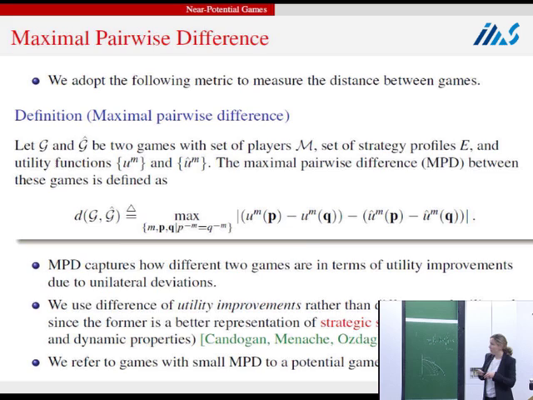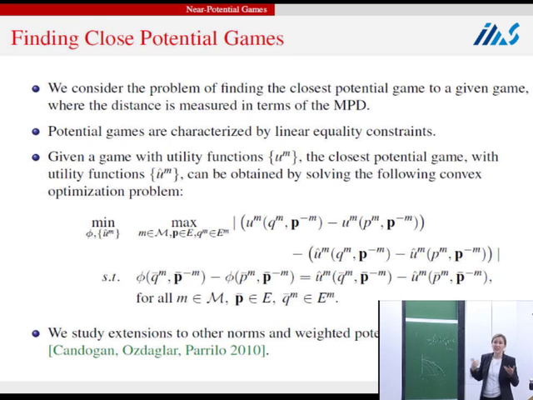Okay? So the first question that comes to mind, and it's not too hard to answer, is I'm given a game. I would like to find the closest potential game, closest in the sense of this distance notion. How do we find that? So let's try to write down an optimization formulation for that. And the key point to realize here is that potential games are characterized by linear equality constraints. So if I'm given a game with utility functions u m, the closest potential game with utility functions u hat m can be obtained by solving the following convex optimization problem.